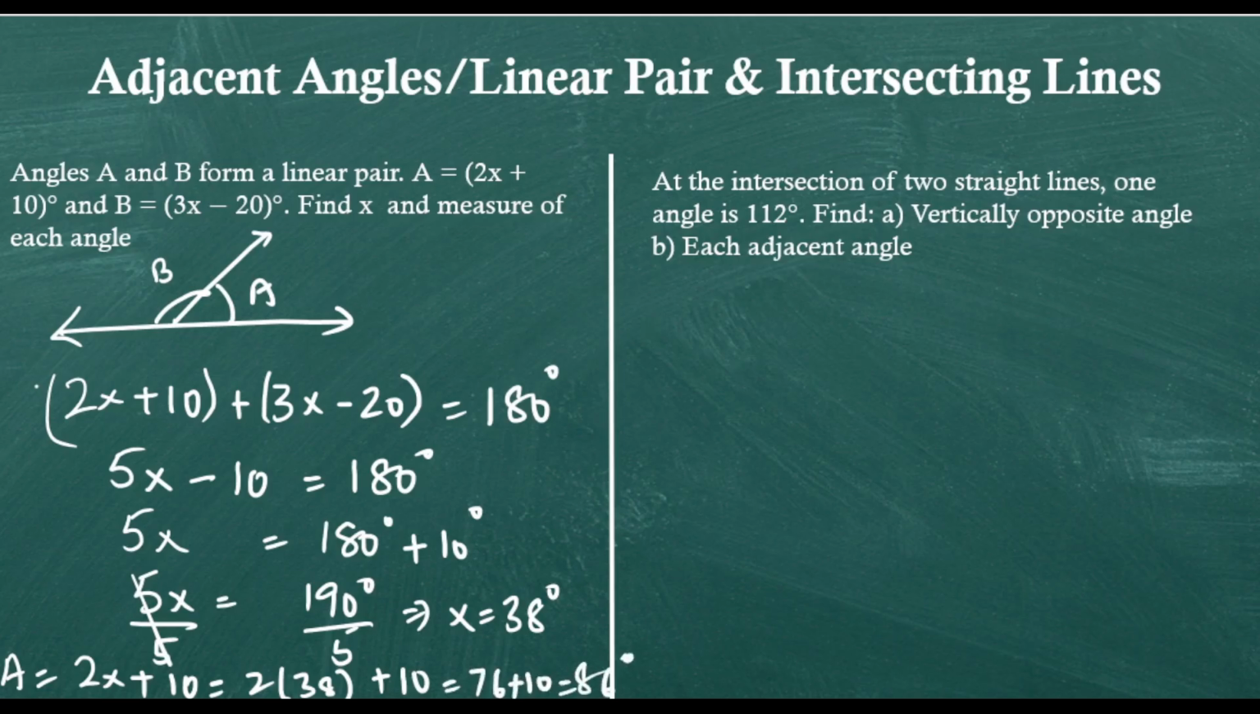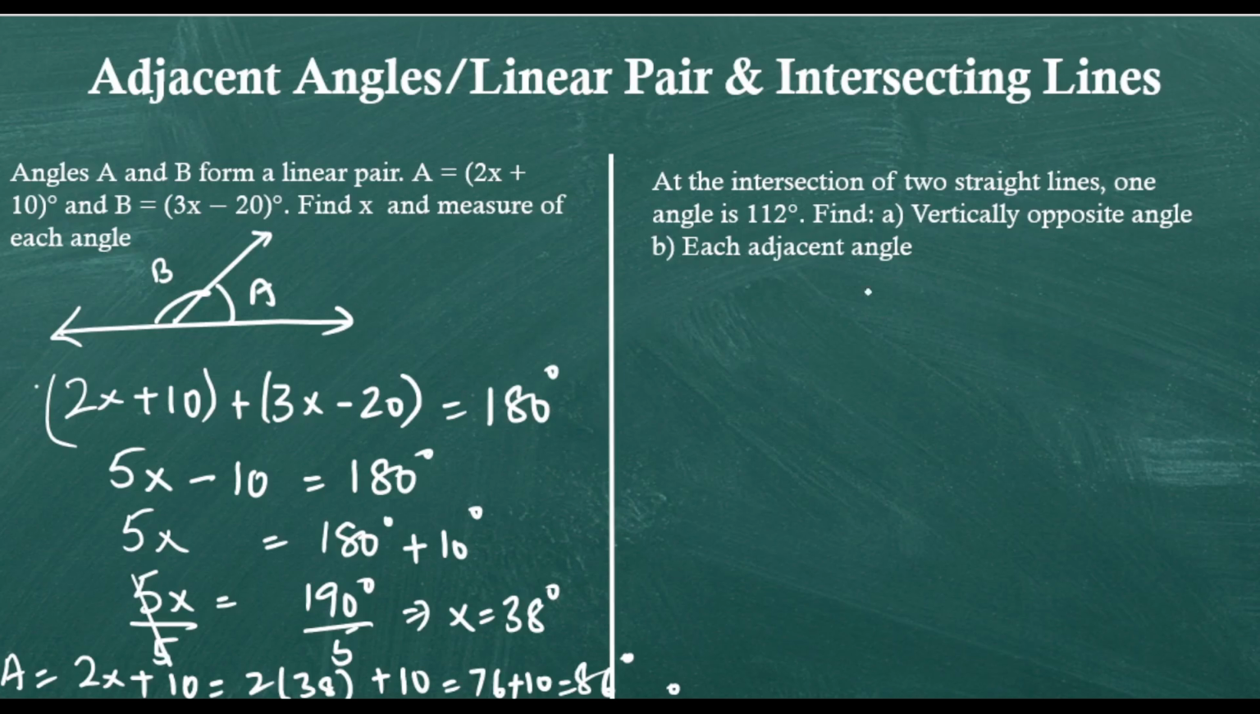So one of my angles is 86 and B is 3x minus 20 degrees. 3 times 38 minus 20. 3 times 38 is 114, minus 20, and that gives us 94 degrees. You can check that their sum would come out to be 180 degrees.